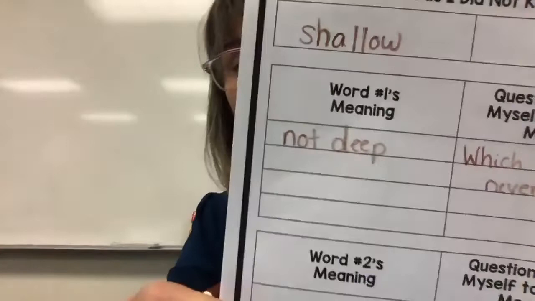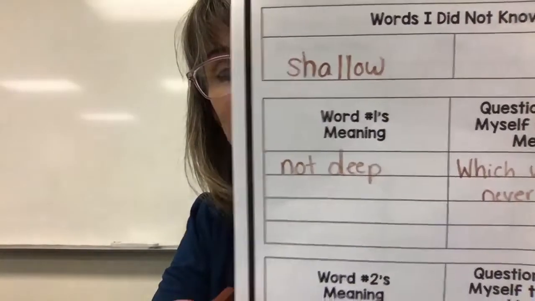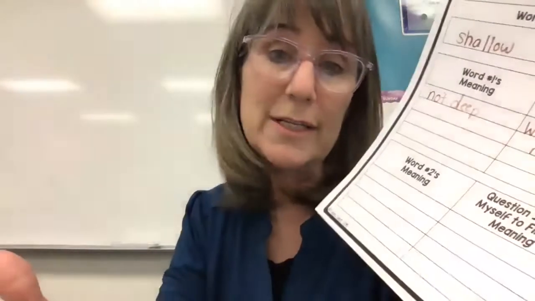Let's write that on the next part over here again, not deep. So they actually gave us the definition in the sentence right after they used the word shallow, and they said never deep. And so we could say that the meaning of the word shallow is not deep, or of little depth, right? Okay, let's see if we can find one more word. We're going to move on to page 2 here.